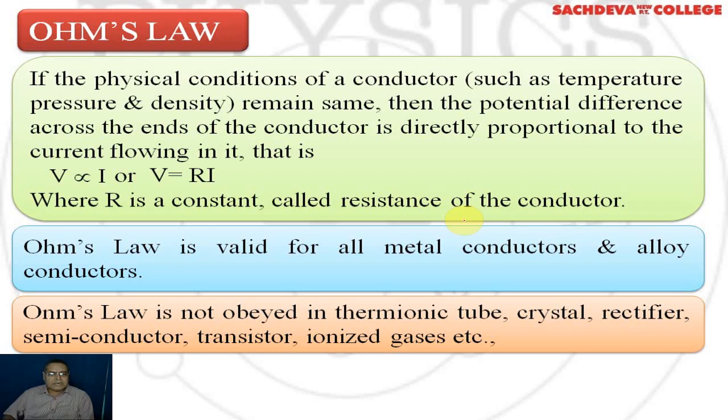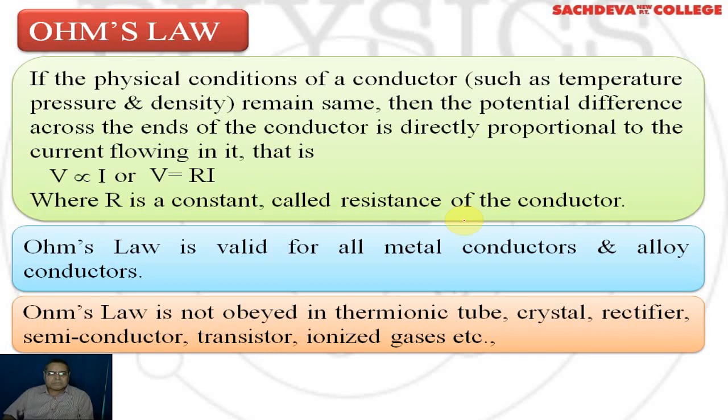Ohm's law is valid for all metal conductors and alloy conductors. But out of the two, the best will be the alloy conductors. Metal conductors also conduct current, alloy conductors also conduct current, but preferably we consider alloy conductors, the reason being that their alpha is less as compared to metal conductors. Ohm's law is not obeyed in the case of thermionic tubes, crystal rectifiers, semiconductors, transistors, ionized gases, etc.